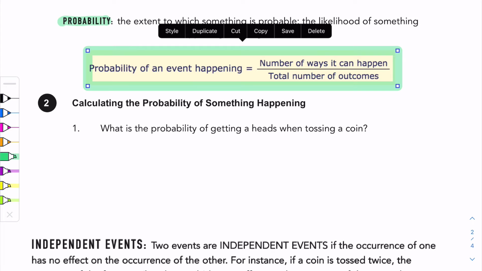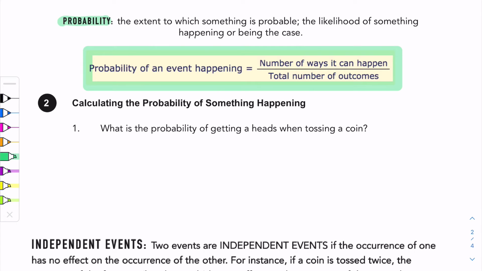So to put that in perspective, let's take a look at the first example. What is the probability of getting a heads when tossing a coin? If we look at what our numerator is representing, it's the number of ways it can happen. So the number of ways we can receive the answer. Well, you have 2 choices: heads or tails. We're looking for the answer of heads, so the number of ways that we can receive the answer is one way. It's to flip a head when you flip heads or tails on a coin.